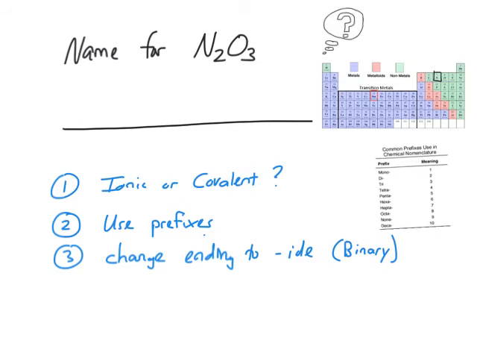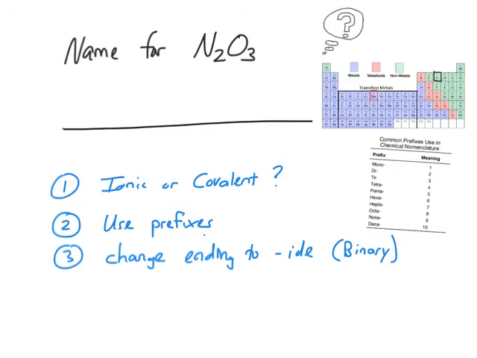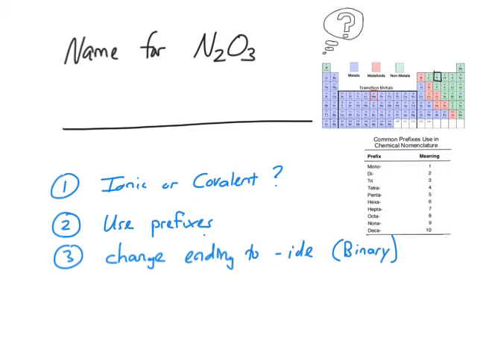In this case, we're dealing with 2 nitrogens. So I'm going to use the prefix di to stand for 2. And it'll look something like this. We'll have dinitrogen, and notice I'm not changing the ending of nitrogen, I'm keeping it as is.